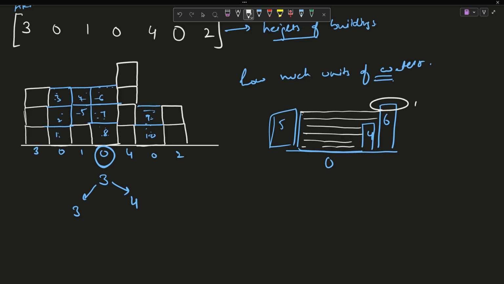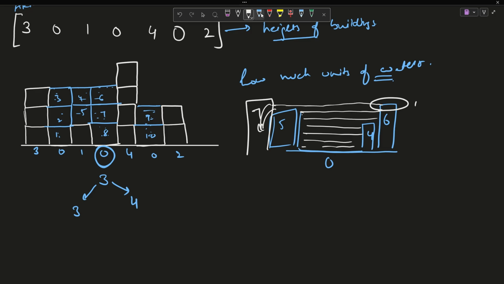Why? Because the water will start brimming out from here. So what are we actually trying to do? And now suppose we are actually adding a tower of length 7 here. So then what will happen? 6 will get covered up and not below that.